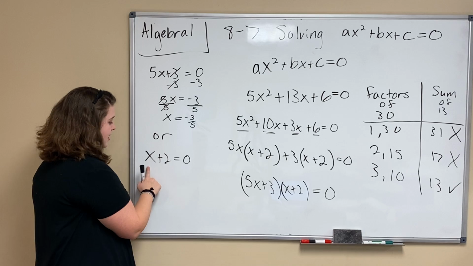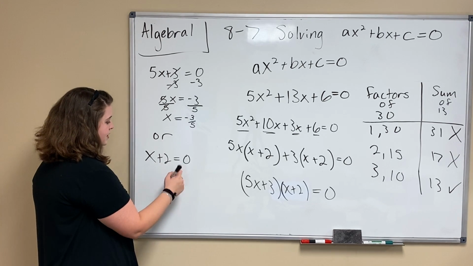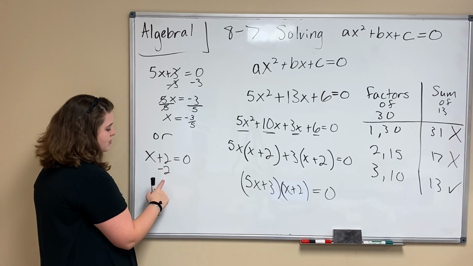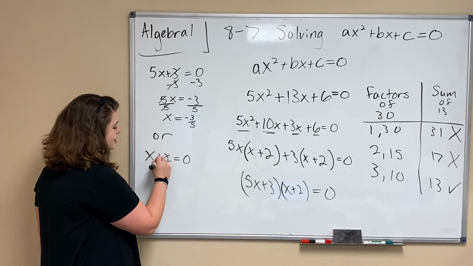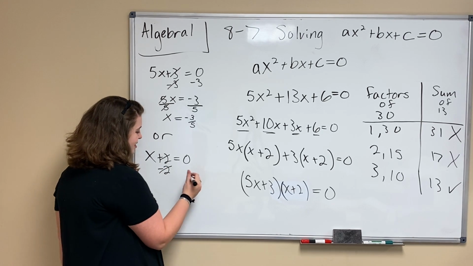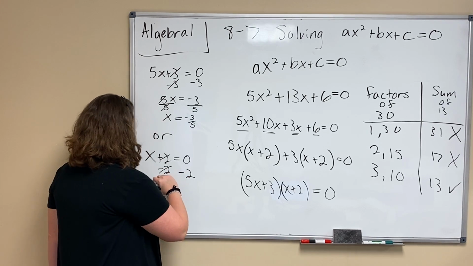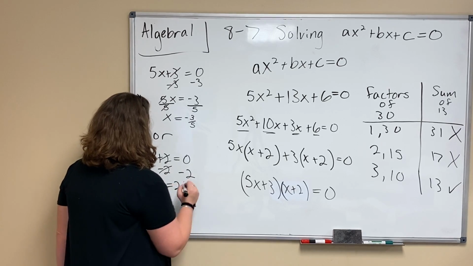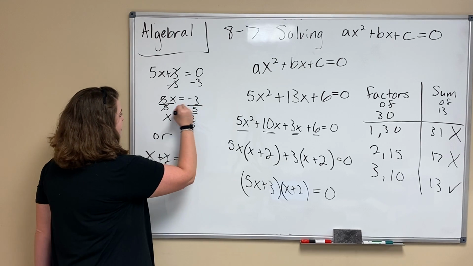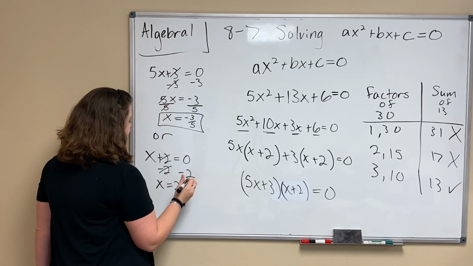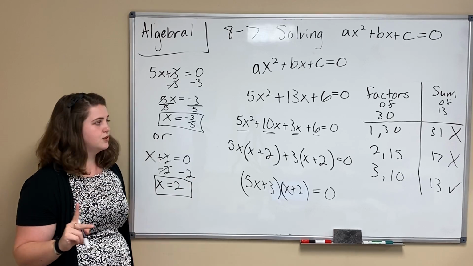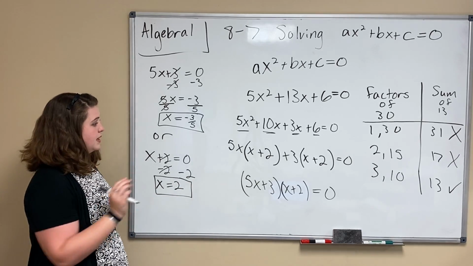Or x plus 2 equals 0. So I'm going to undo what's happening to x. I'm going to go minus 2. Positive 2 minus 2 equals 0, so those cancel each other out. If I do it to this side, I have to do it to this side. So I'm just going to be left with x equals 2. So our solution to this problem is either x equals negative 3/5 or x equals 2. Those are our two possible solutions to this problem. And that's where you finish.